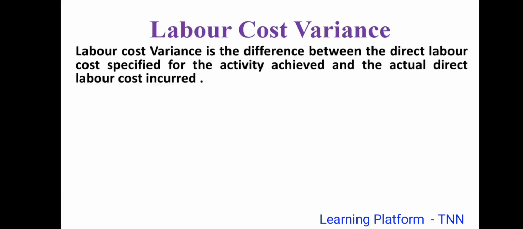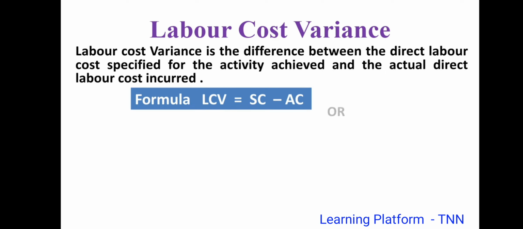Labor cost variance is the difference between the direct labor cost specified for the activity achieved and the actual direct labor cost incurred. So here, for a specific activity, the labor cost will be prepared. How much labor cost will be required? The budgeted or planned cost will be prepared by the management and it will be compared with the actual direct labor cost incurred.